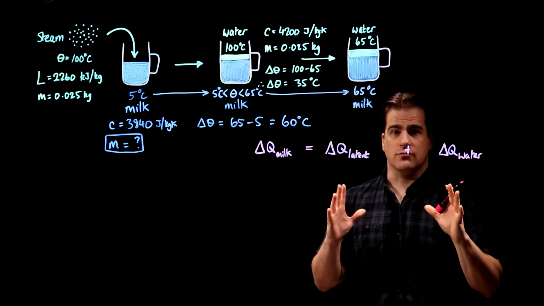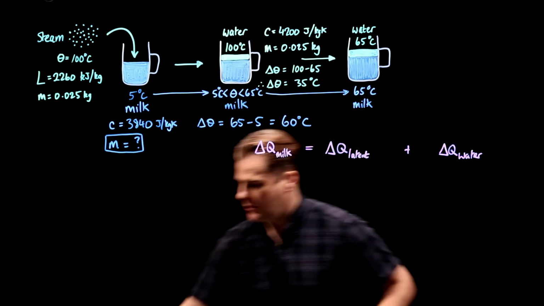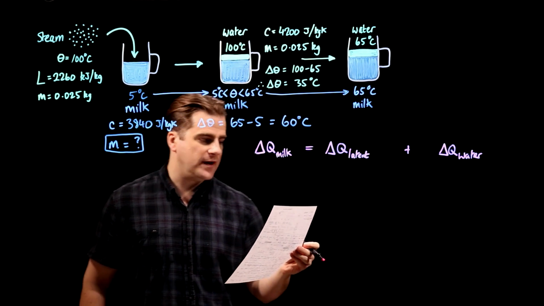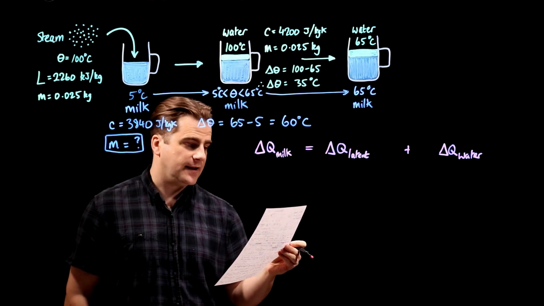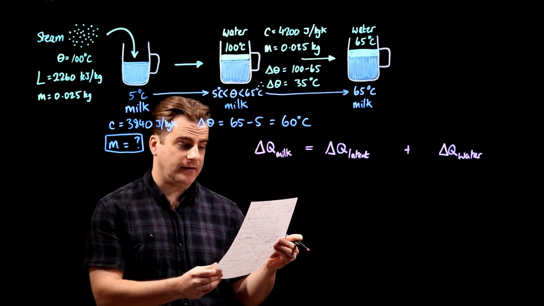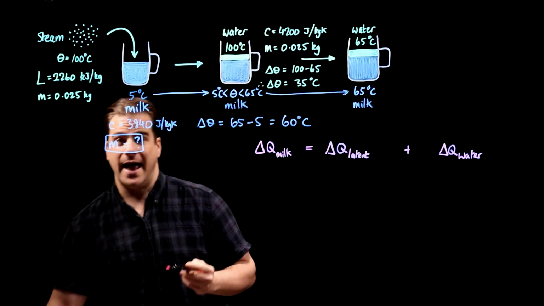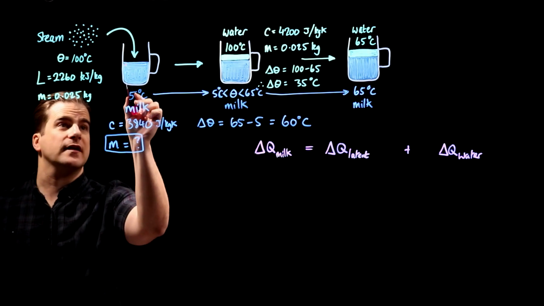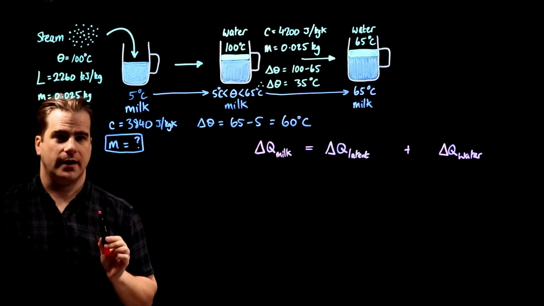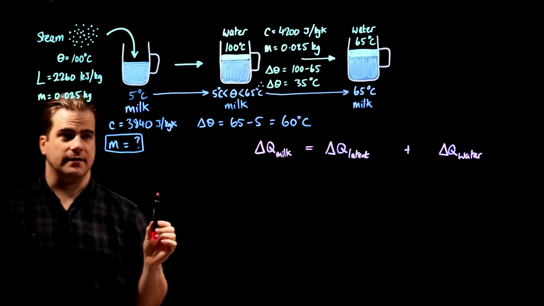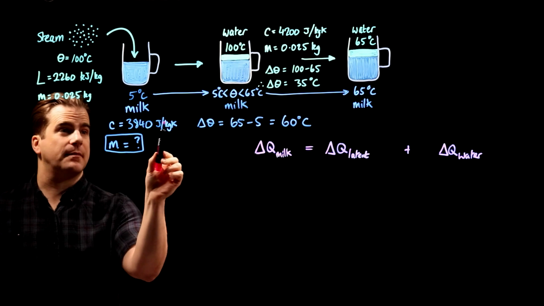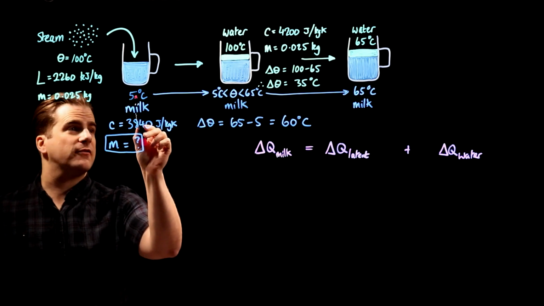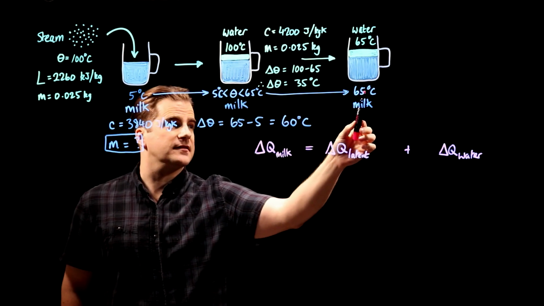Okay, great. Now, the question actually says, by considering the transfer of energy from the steam to the milk, calculate the mass of milk that is heated by the steam and hot water. So our aim is to calculate the mass of this milk. That's our unknown. Now, what do they tell us? They've told us the specific heat capacity of the milk. We know the delta theta of the milk. It goes from 5 to 65 degrees C.